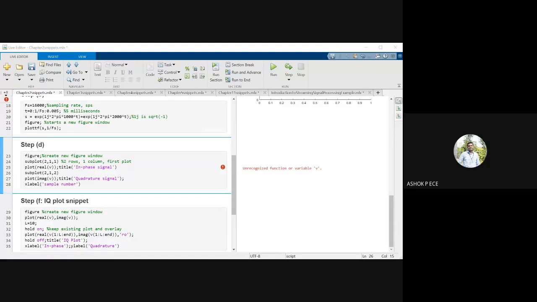So I'll just try to get what is V. So V is going to be your signal. So from V only, I'm going to find what is the in phase component and quadrature phase component. I'll just see if the code for V is there so that I can type it here so that we can visualize what is the in phase and quadrature phase signal.